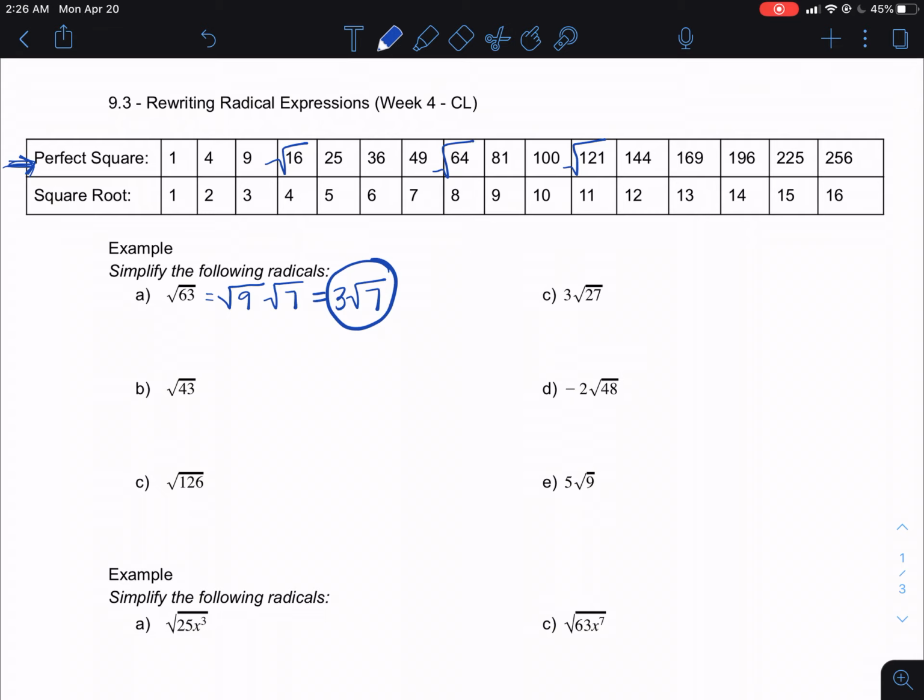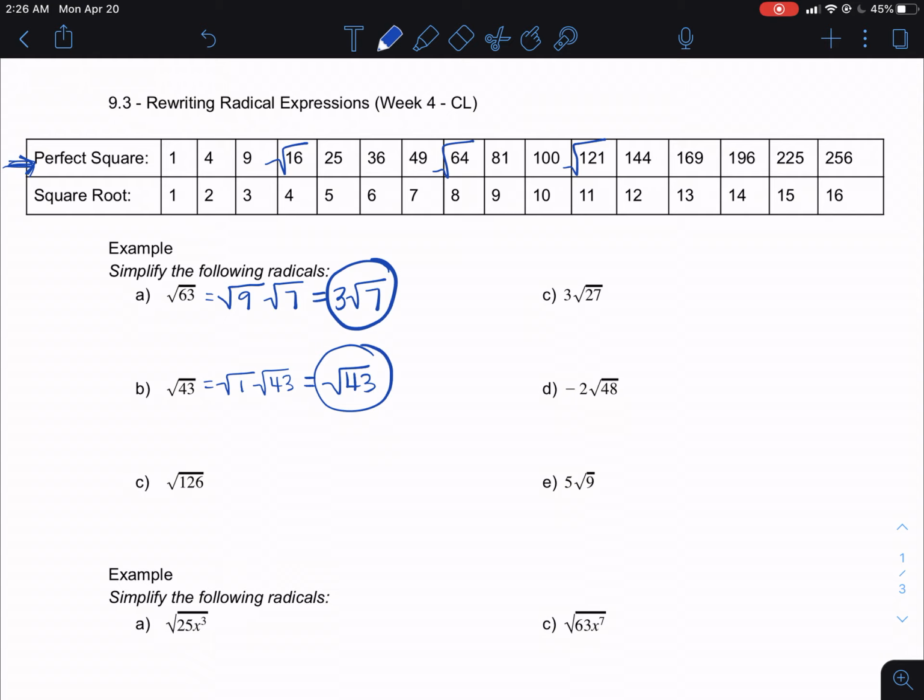Okay, if we look at B, we have the square root of 43. So square root of 43, the only numbers that go into 43 are 1 and 43. Well, the square root of 1 is just 1, and the square root of 43 is what we started with. So the square root of 43 here is just our simplified expression. So sometimes you're not able to simplify any further than what it's giving you.